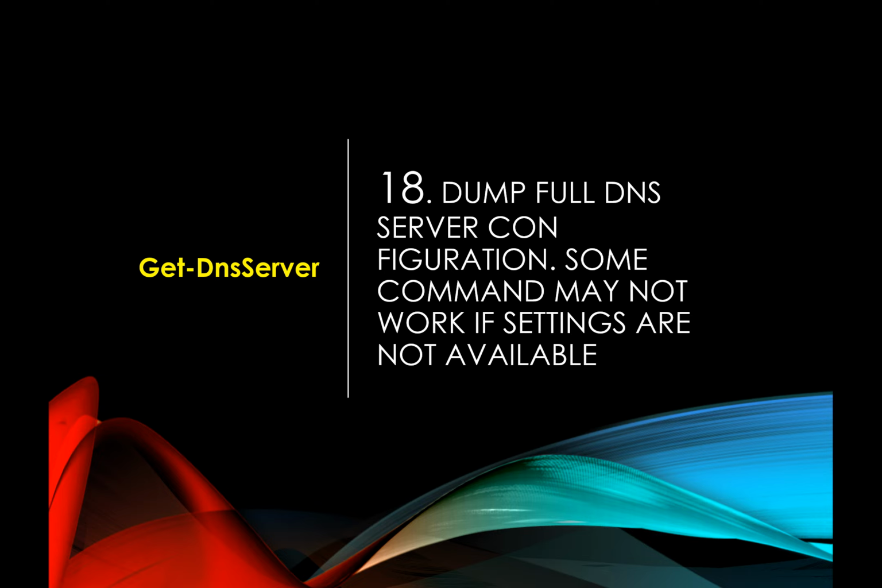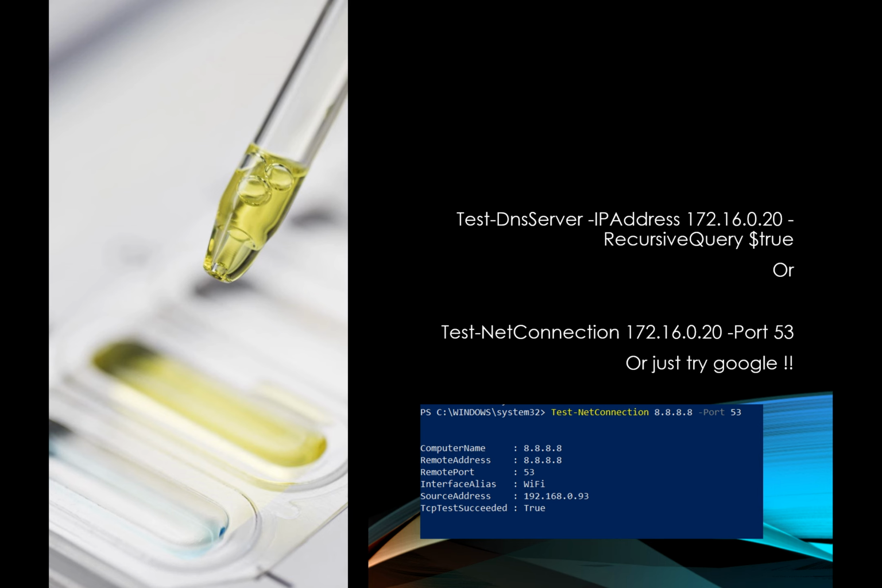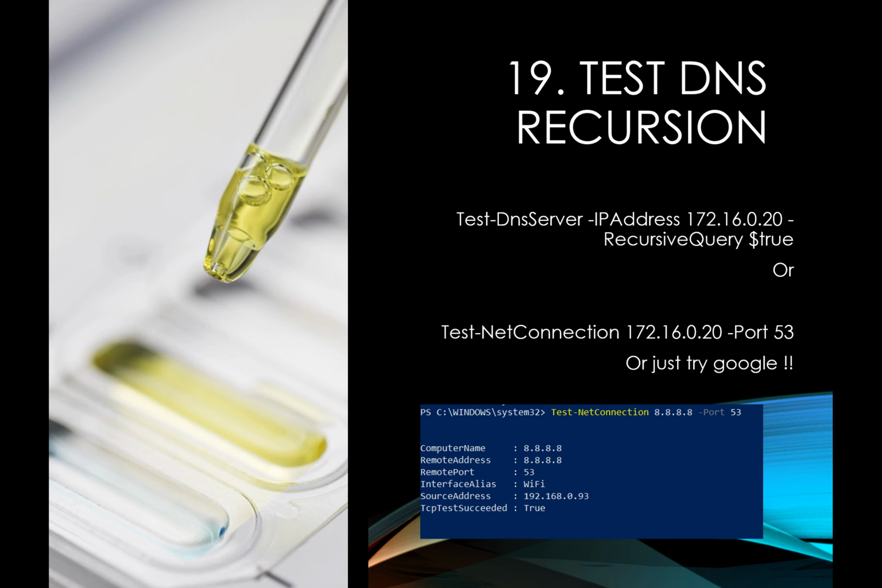Okay, great. Get-DnsServer. This is number 18. This is maybe one of the most powerful ones. It shows the full DNS server configuration. Some commands may not work if settings are not available on your system. Great. Now, number 19, how you display a DNS server and give the IP address, what's called recursive DNS. This is how you type it. This is how you test a DNS server on this specific IP address, which checks whether DNS is working on the server. Port 53 is the DNS port.